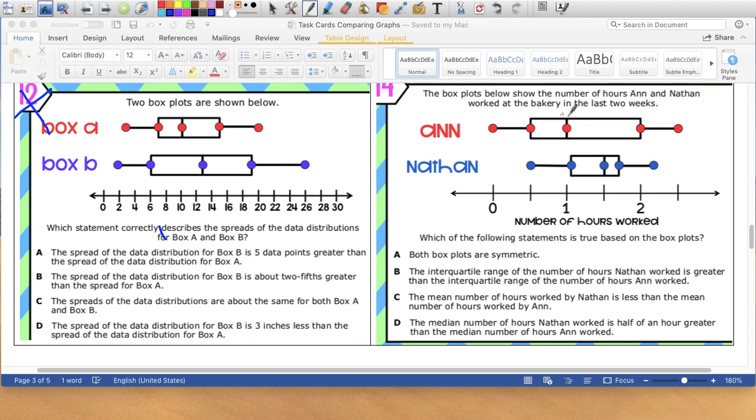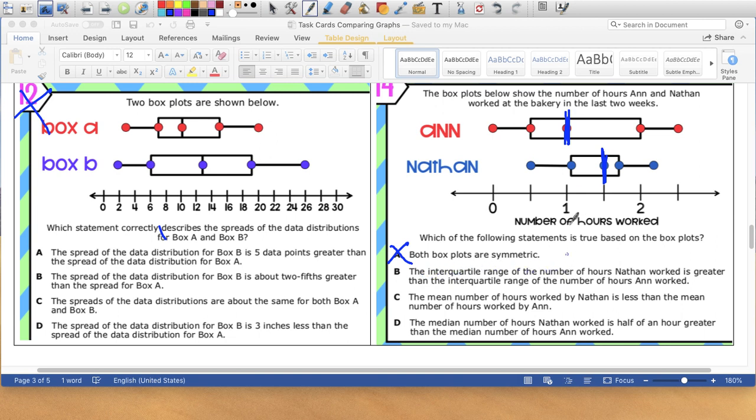So 14, right, this is the middle, right? Do you think this side over here looks like this side over here? No. So already, because this is saying that Anne and Nathan, again, do you think this side looks like this side? No. So A is gone because they're not both symmetric.